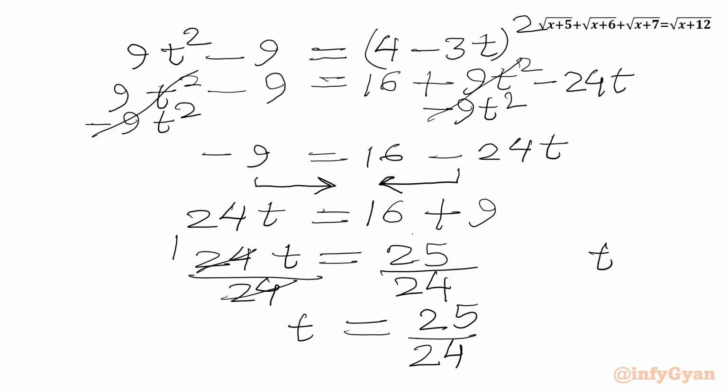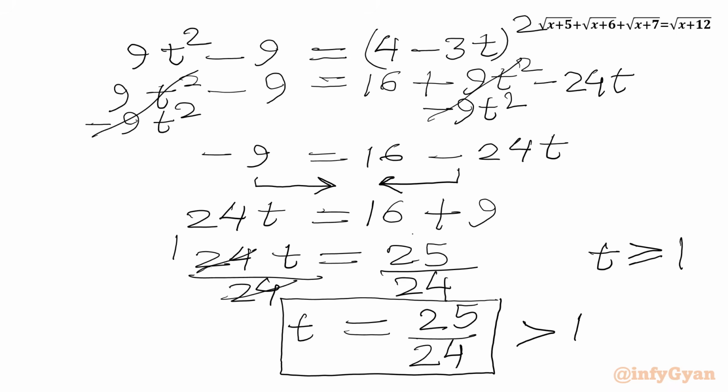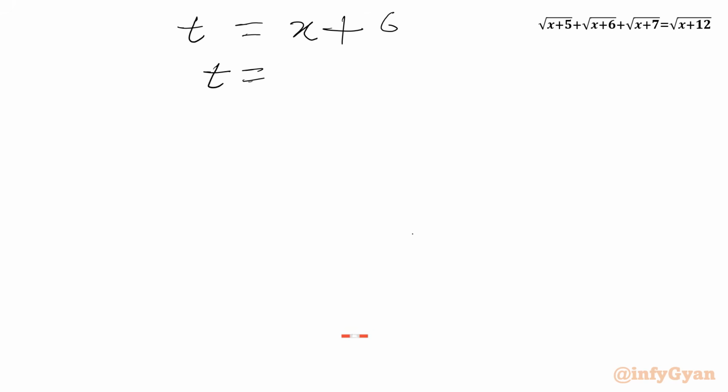And we have condition on t. T should be greater than or equal to 1. So yes, 25 over 24 is greater than 1. So our solution is accepted solution. Now we have to put variable in terms of x. So I will write here t was x plus 6. So I will write here t equal to 25 over 24 first. Then in place of t we can write x plus 6.